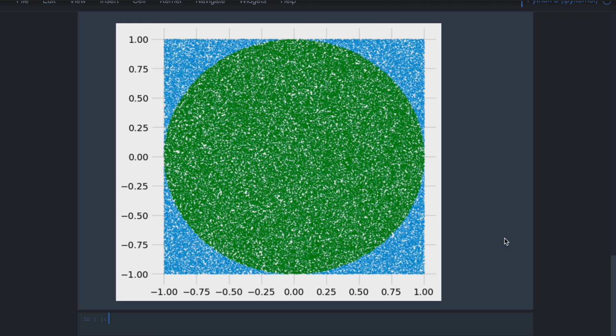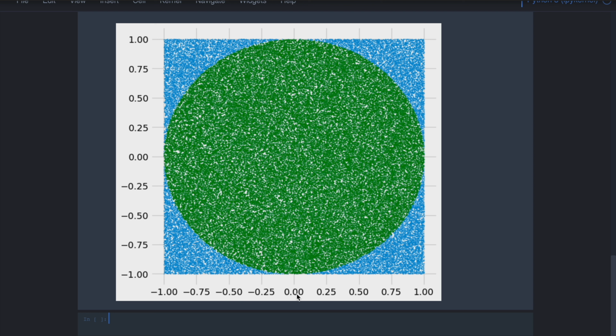There are a number of ways using which we can estimate the value of pi using Monte Carlo simulations. Today we will estimate the value of pi using one such method. Okay, let's assume we have a square.